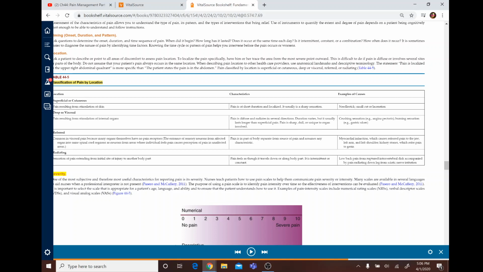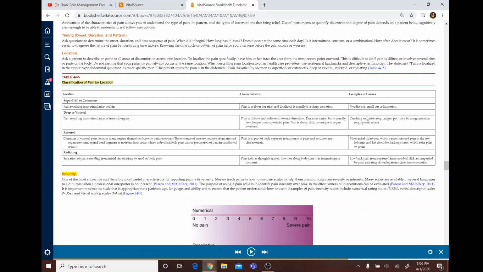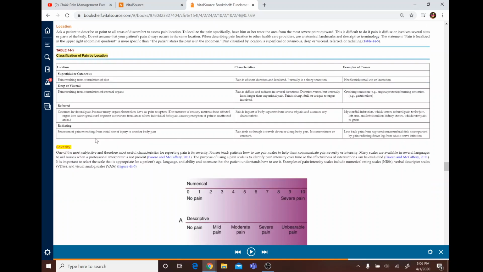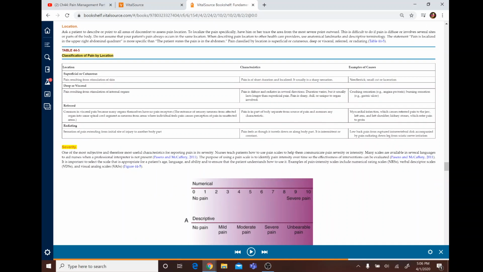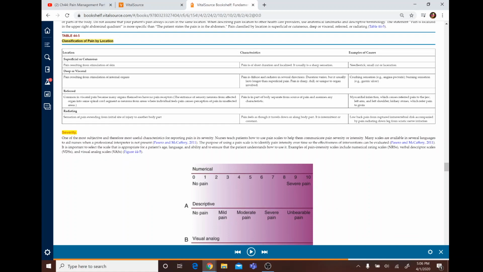It's sharp, dull, or unique to the organ involved. So, if it's crushing, it'd be like angina pectoris, and if it's burning, it'd be like gastric ulcer. Referred, it's like it's in part of the body separate from the source of pain and assumes any characteristic. Like MI, that's affecting your heart, but you feel the pain in the jaw, left arm, left shoulder. Kidney stones, stuff like that. And then radiating, it feels as though it's traveling down or along the body part, is intermittent or constant, so like low back pain from ruptured intervertebral disc accompanied by pain radiating down leg from sciatic nerve irritation.